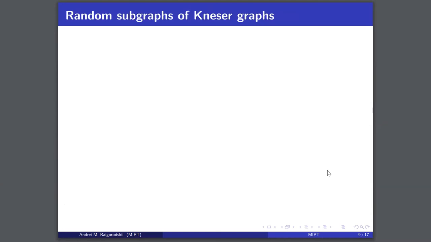Are you ready to hear something about random subgraphs of Kneser's graphs? There are two very interesting results written down here on this slide. So we denote the random subgraph of Kneser's graph in this way. We add p after n and r as an index here: K sub n, r, p. It's a random subgraph of Kneser's graph.